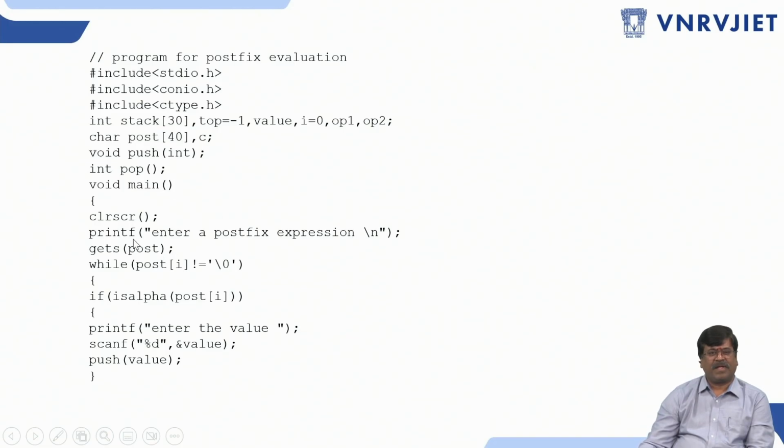So first you can read the postfix expression. Now you are evaluating that postfix expression from left to right. Here I am taking postfix as a string. So what is the delimiter for the string? Null character. So until I encounter the null character, one by one I am reading each character and converting it into an integer value. First I am checking whether it is an alphabet or not. If it is an alphabet, the corresponding value I am reading from the keyboard, and I am pushing it into the stack.